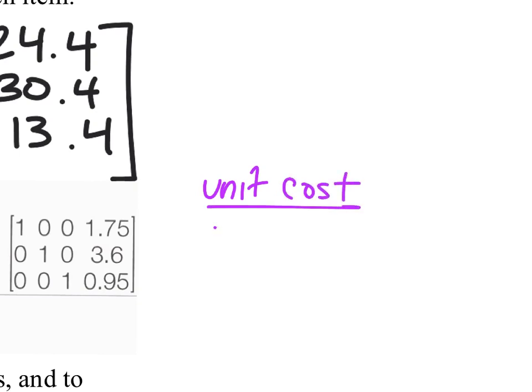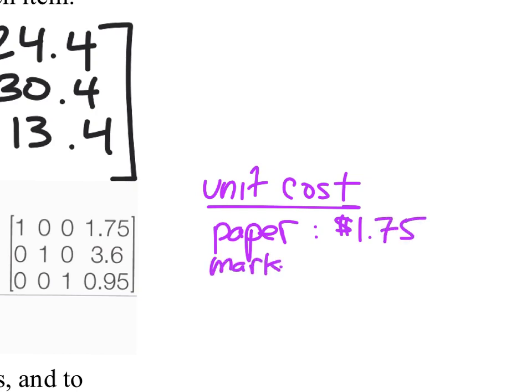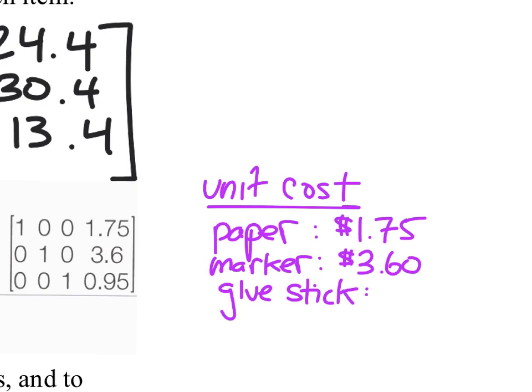unit price if you want. That all just depends on perspective. It's cost to one person, it's price to another. So paper, $1.75. Marker, an outrageous $3.60 for a single marker. You're out of your mind. Glue stick. All right, 95 cents, I can live with that.